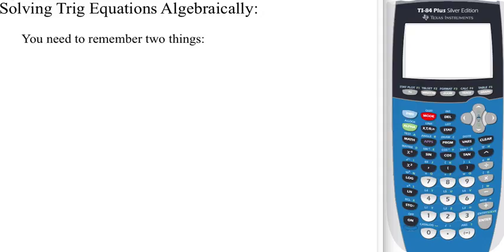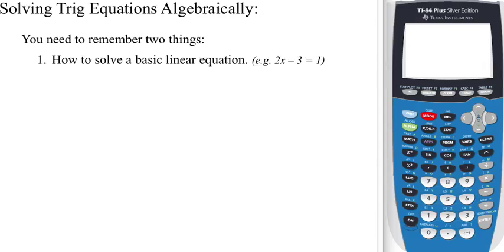When you're solving things algebraically, there's 2 things you need to remember. The first one is, how do you solve a basic equation? I think you know how to solve this. You're going to add 3, divide by 2, and then you'll get your answer. The goal is to get x by itself. The same thing with the trig equation. The goal is to get sine x or cosine x by itself.